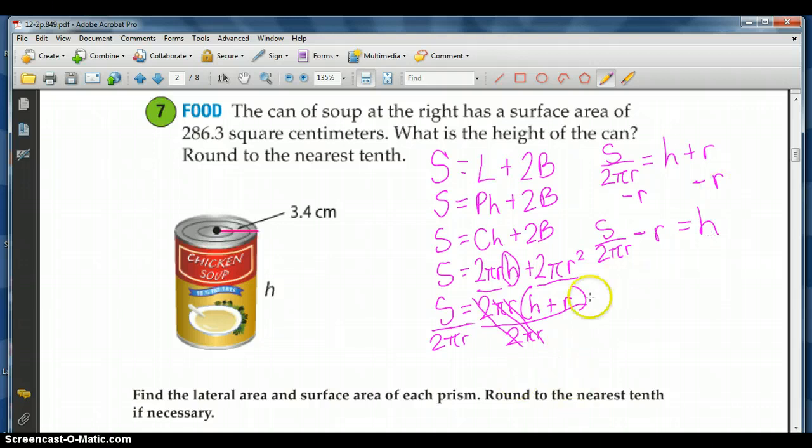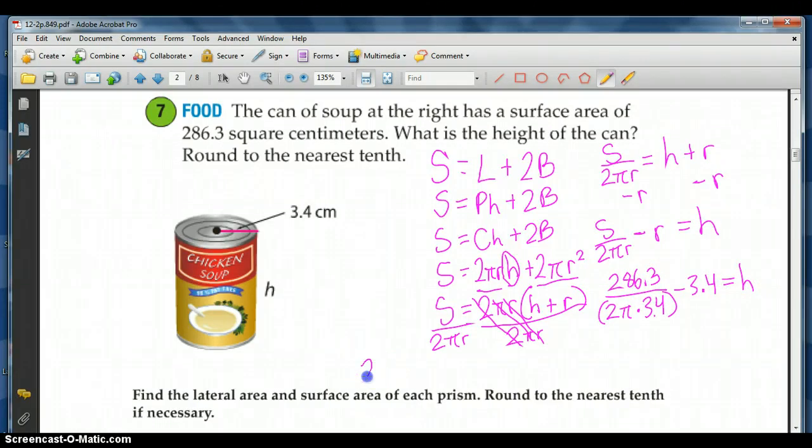Now I just have to substitute in what I know. So to find the height of the can, I know my surface area, which is 286.3, divided by 2 pi times the radius, which is 3.4. Subtract the radius, so minus 3.4, and then that should give me my height.